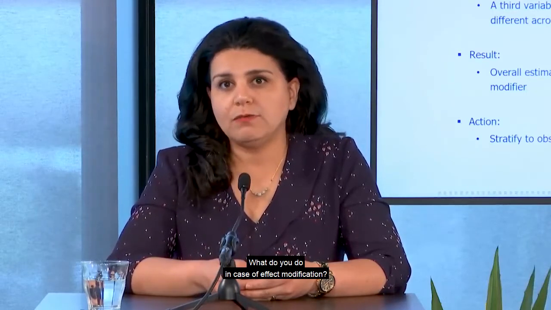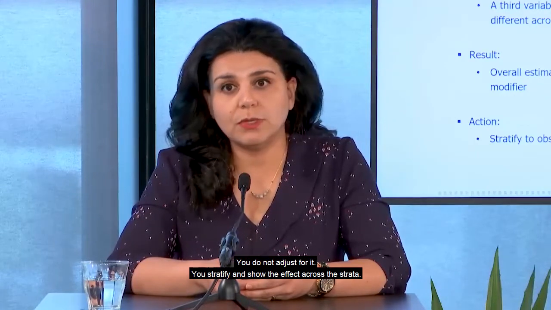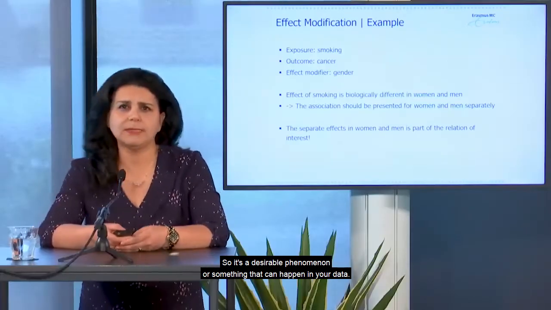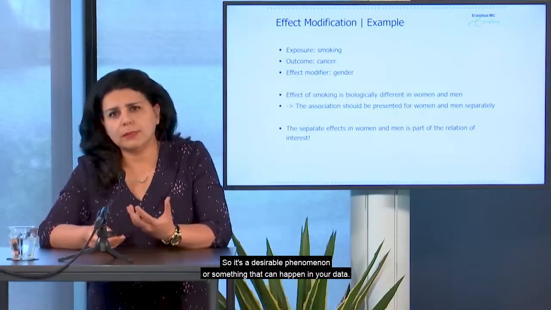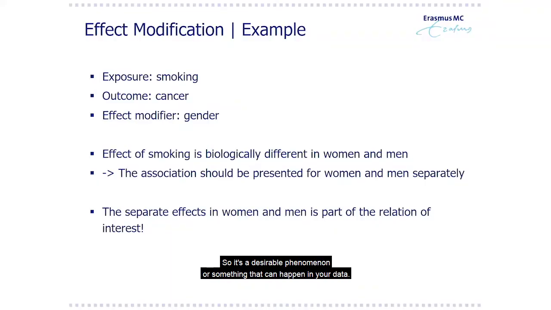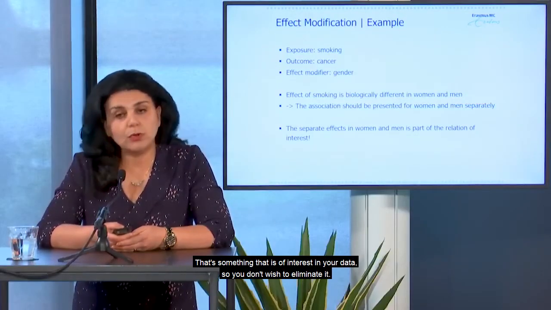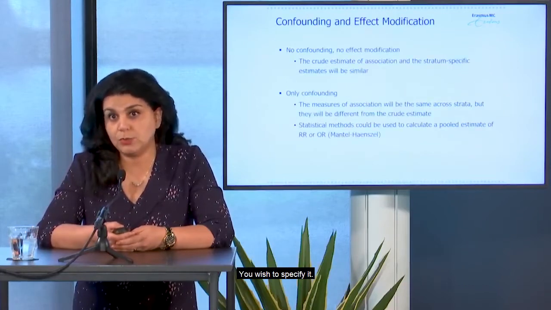What do you do in case of effect modification? You do not adjust for it. You stratify and you show the effect across the strata. So it's a desirable phenomenon, something that can happen in your data. Let's go back to the example of smoking and cancer. If gender is an effect modifier in this association, you want to stratify based on it, and you show the separate effects in men and women. That is something of interest in your data. So you do not wish to eliminate it. You wish to specify it.